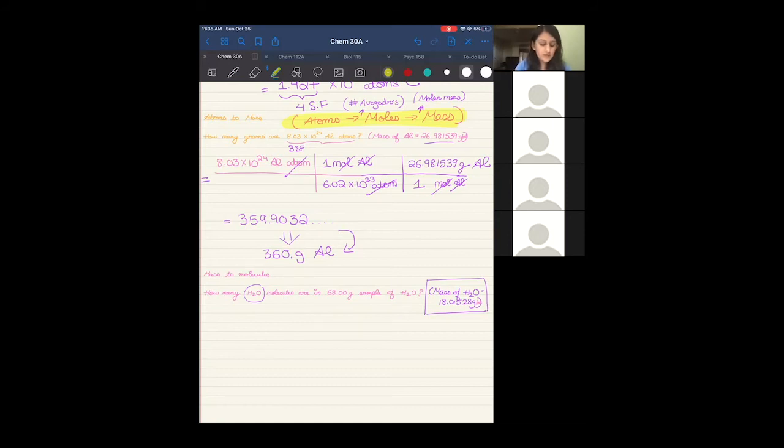Yeah, I can repeat it. So basically, for this one, we are just going from mass to molecules, right? How many H2O molecules are in 68.00 grams of H2O? So now they're asking for H2O. H2O is a whole molecule, right? We have hydrogen and then we have oxygen. In order for you to find the molar mass of that, you are going to need to do some addition and multiplication, right? So try to do it on your own and then see if you get the same answer. I got 18.0, blah, blah, blah. So see if you got that one, okay?